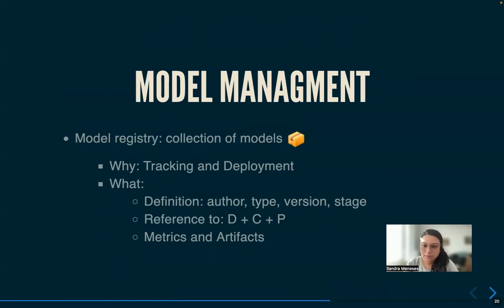And we will save along with the model who was the author, what type of model it is, with version, and in which stage the model is. And again, it will have reference to the data, the code, and the parameters that were used to create this model, and all the metrics and artifacts that are related to this model.